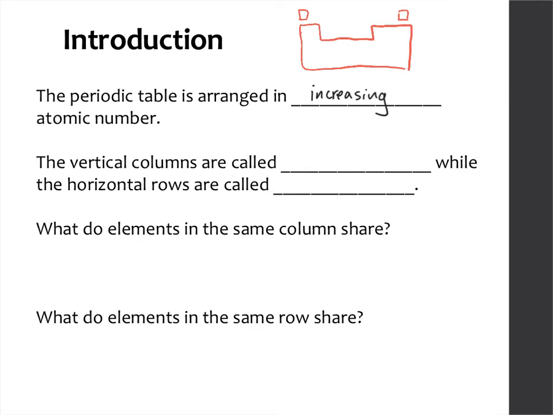If you notice, we start with number 1, that's hydrogen, and going all the way across we just go up in increasing number, from 1 all the way to 118. Now let's talk about the vertical columns. These are the ones that go up and down, down here, down here, and so on. Those vertical columns are called groups, but if you're going across the horizontal rows, these are called periods.